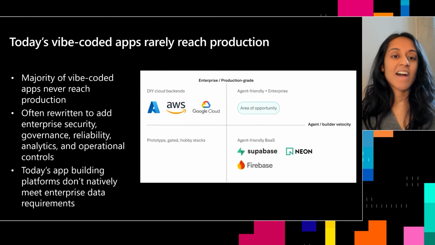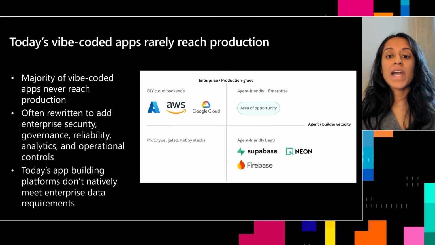And now here's the caveat. Even though AI is democratizing a lot of web app development today, the reality is that a lot of these vibe-coded apps never reach production. So the majority of these apps, let's say if you built on Lovable, Streamlit, or other surface areas, may not reach production because they may miss things like enterprise-grade security, governance, reliability, and more operational controls.